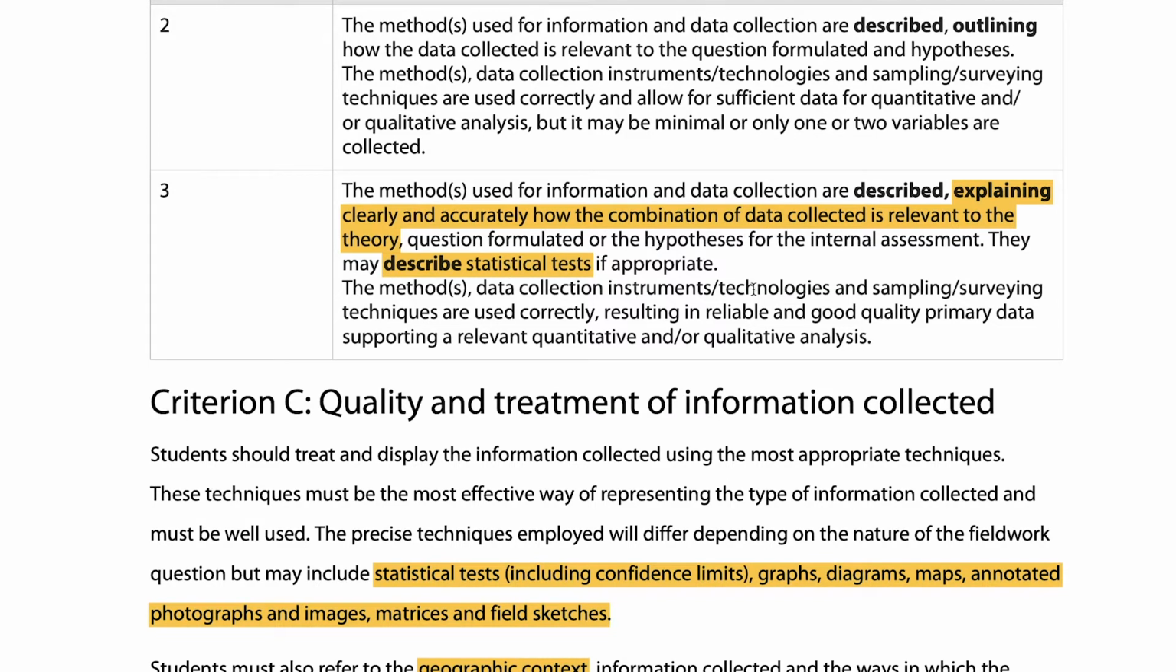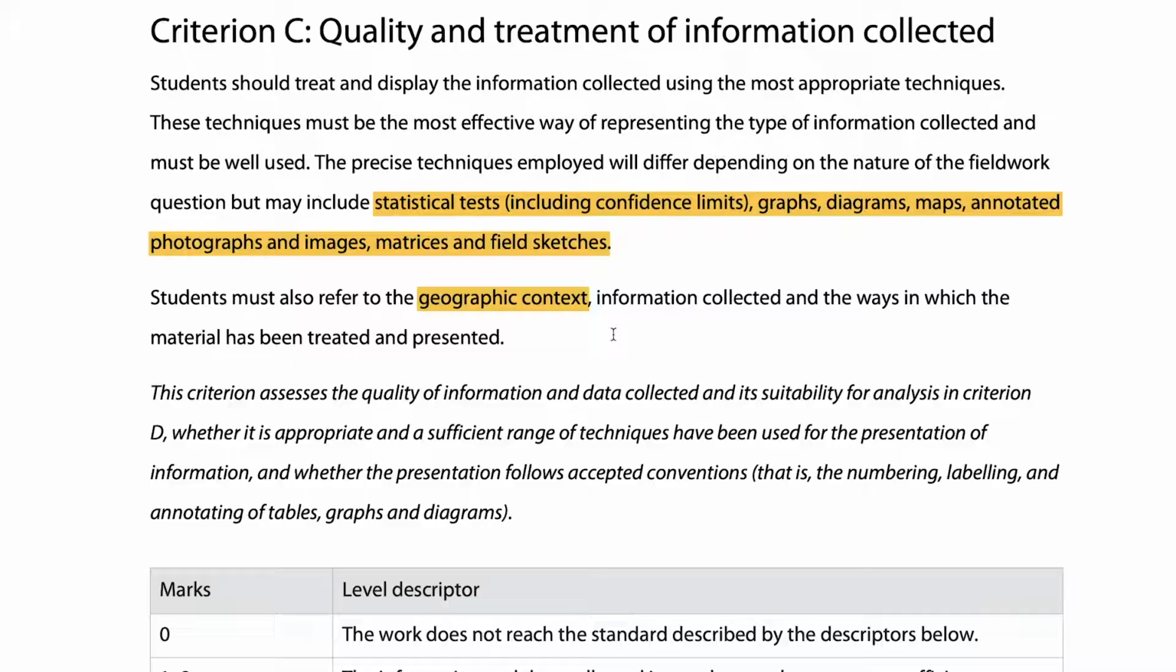But if we read on, the methods and data collection instruments and sampling techniques are used correctly, resulting in reliable and good quality primary data, supporting a relevant, quantitative or qualitative analysis. So basically it's just saying that you got good data and you analyze it thoroughly. So it's all about analyzing the data that you get. Pretty obvious, pretty self-explanatory. So now if we continue to criterion C, quality and treatment of information collected.